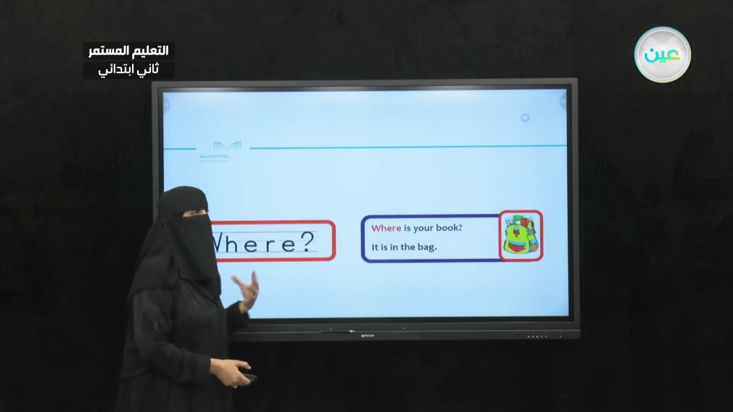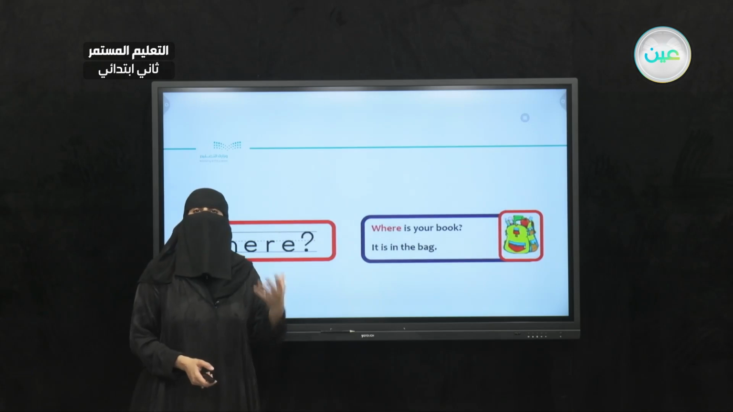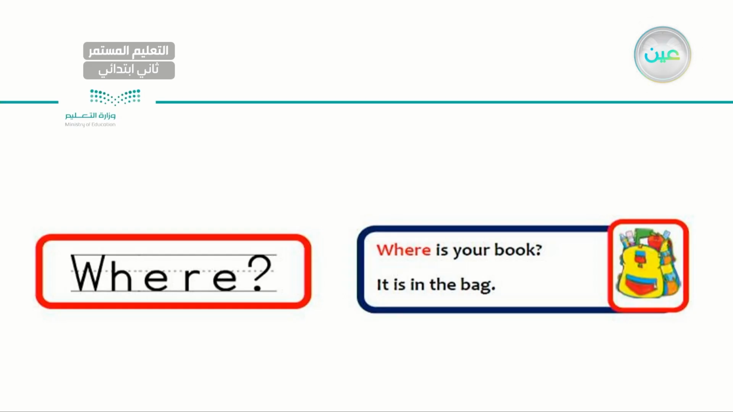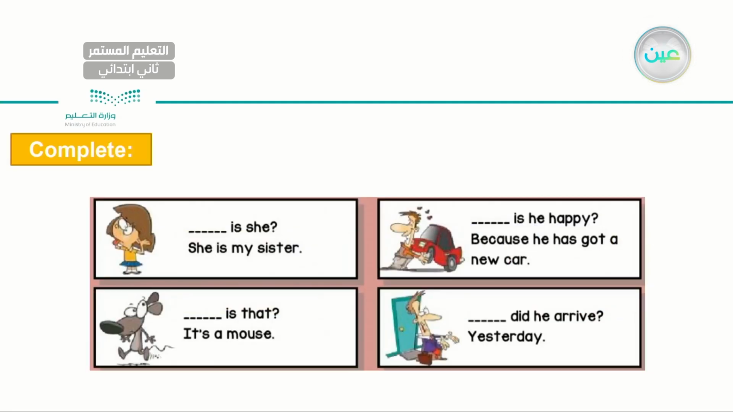Where is used when we need to know about a place or a location of something. For example, where is your book? The place of the book. Now, where is the book? It is in the bag. Very good. So where is the book? It is in the bag.